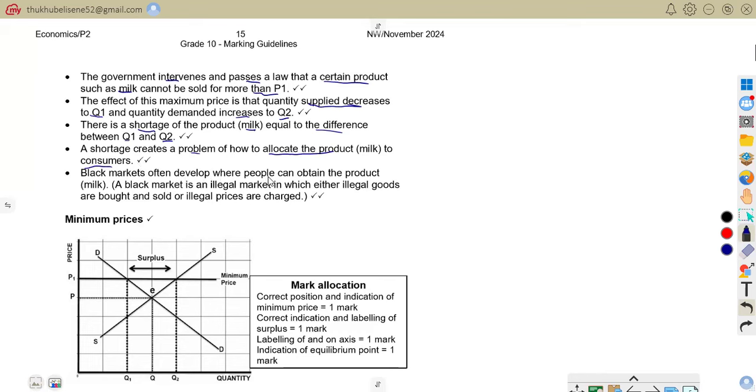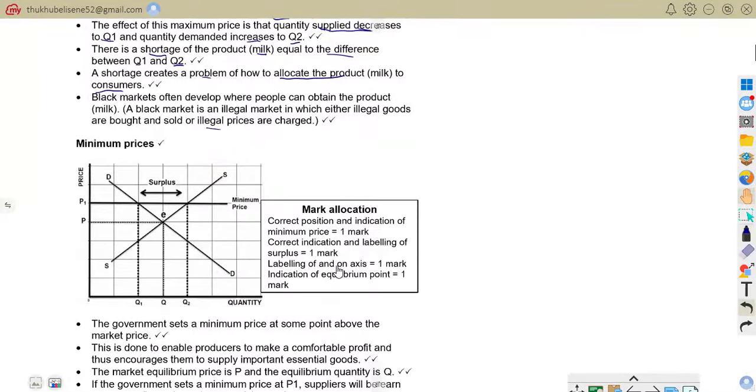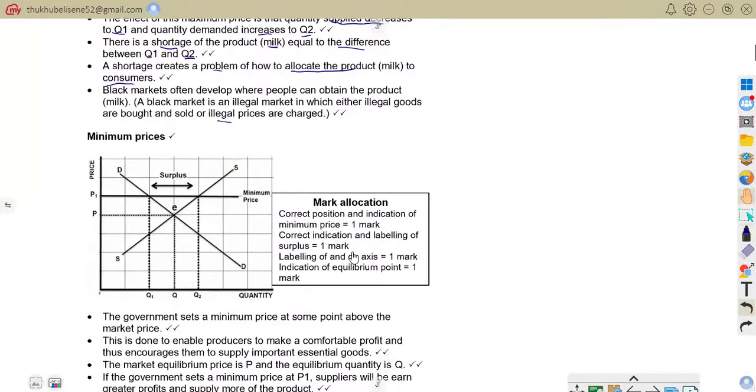Black markets often develop where people can obtain the milk. A black market is an illegal market in which either illegal goods are bought and sold or illegal prices are charged. So that is that. Now let us move on to minimum price.